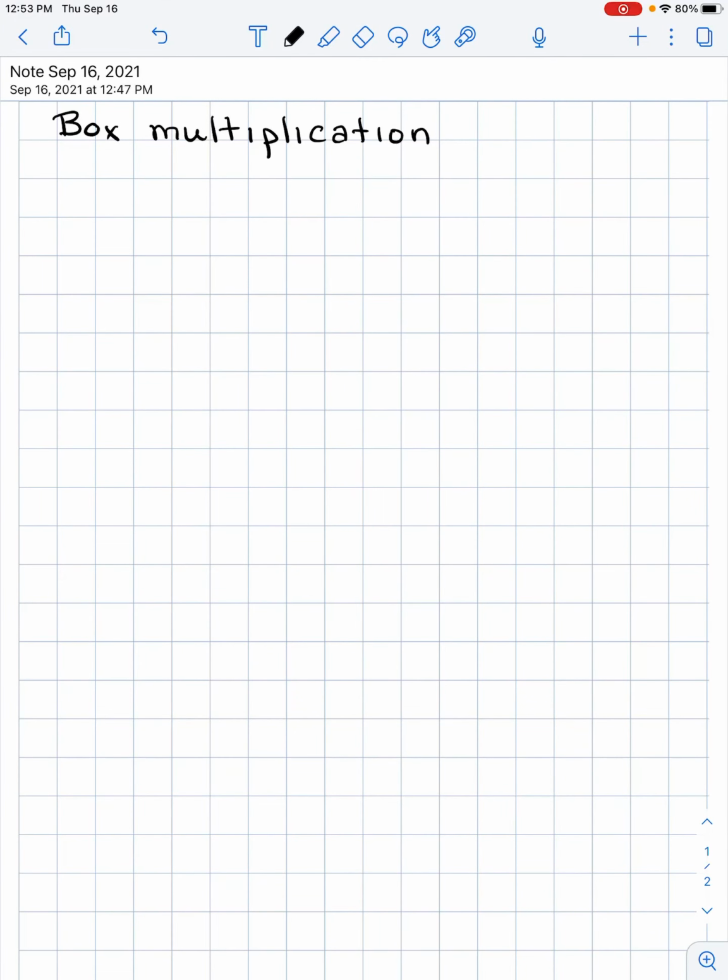Even when we know our times tables, sometimes it's difficult to multiply bigger numbers, what we call multi-digit numbers. So today we're going to use a method called box multiplication, which is going to make it a little bit easier to multiply those bigger numbers. There's a couple of things that we need to know. We need to know how to expand numbers. So we're going to take this one step at a time, and we're going to do 3 problems together.